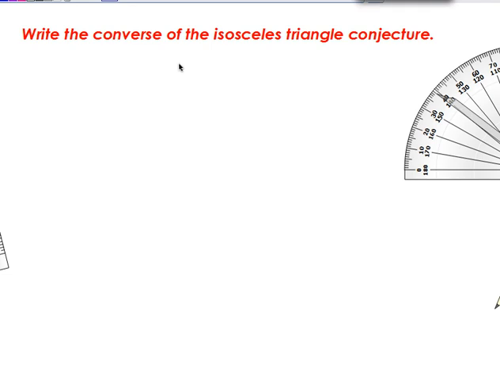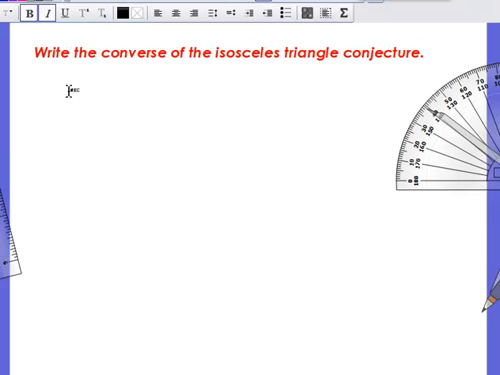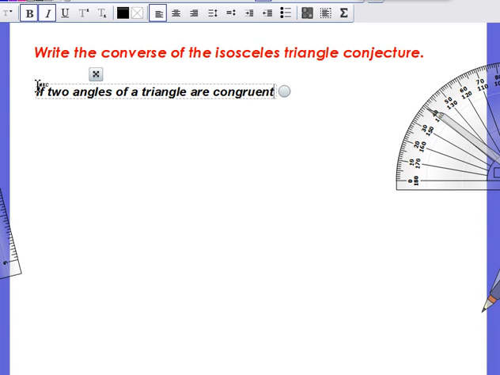So hopefully you've tried that and you've got yours written. This one's a little different because the converse would originally be something like, if the base angles of a triangle are congruent, then it's isosceles. So you don't even have to use the word base since you wouldn't know they were base angles when you first drew it. So maybe, if two angles of a triangle are congruent, then the triangle is isosceles.